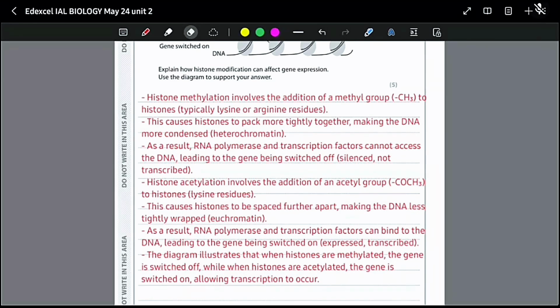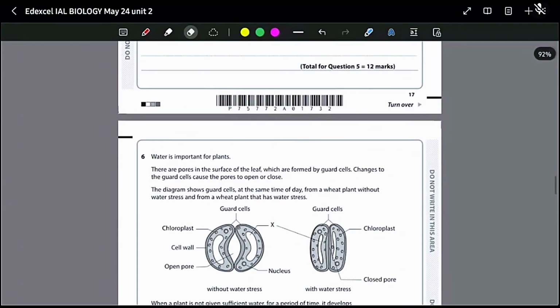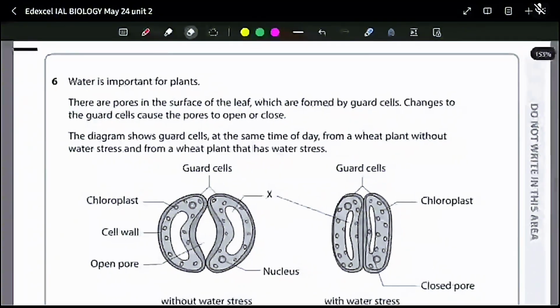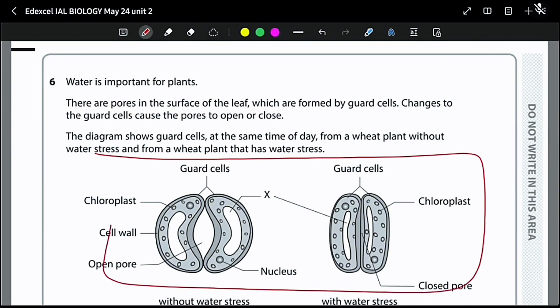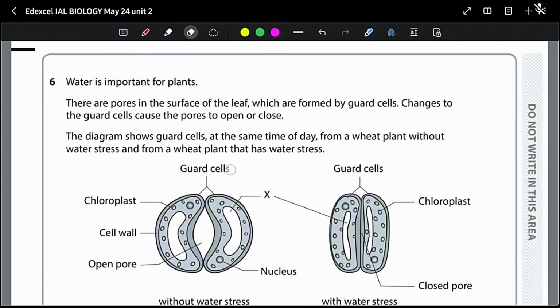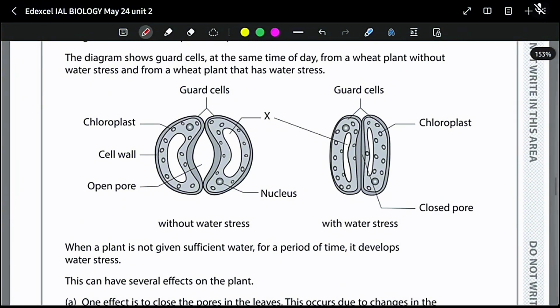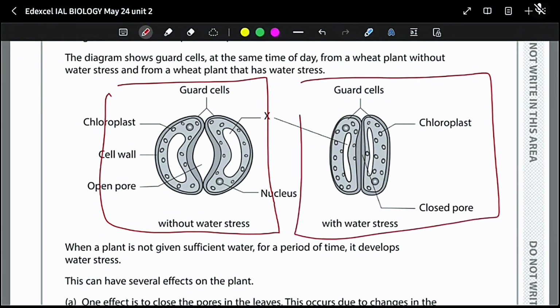Next question. Water is important for plants. There are pores in the surface of the leaf which are formed by guard cells. Changes to the guard cells cause the pores to open or close. The diagram shows guard cells. So here are the guard cells, at the same time of the day, from a wheat plant without water stress and from a wheat plant that has water stress. So on the left hand side, we can see the guard cell without the water stress, and on the right hand side, a guard cell with water stress.